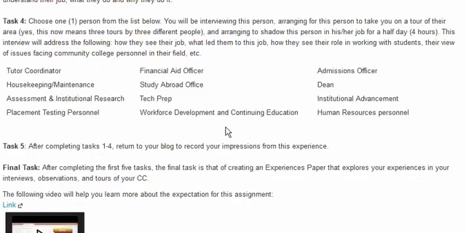If you decide you would like to interview someone who is not on this list, let me know first, and I'll help you see if that's an appropriate person. After you do the first 4 tasks, you return to your blog and record your impressions now, after you've done all of this. And then you'll create the paper.